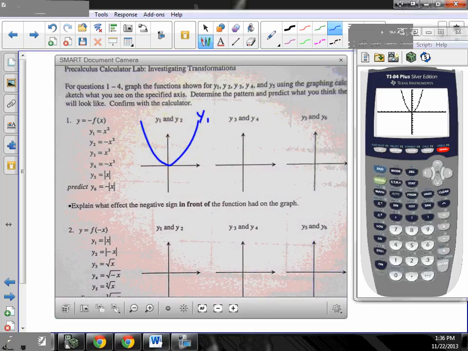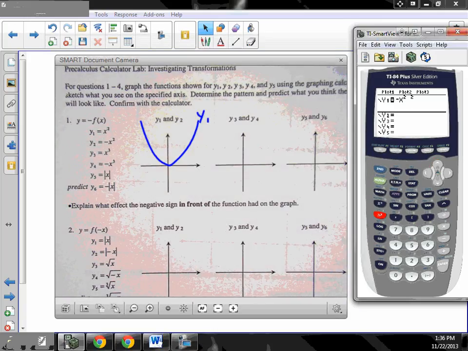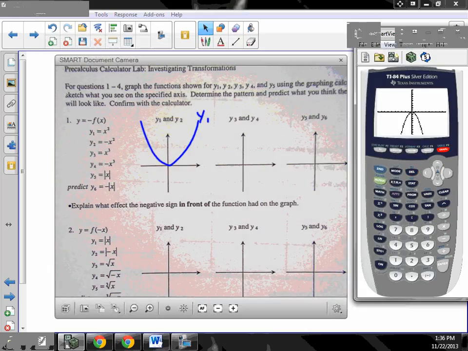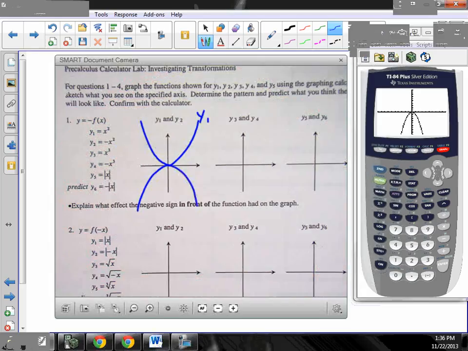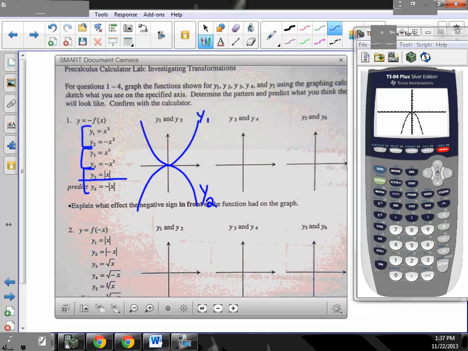Okay? Then I go back into y equals, and I graph y equals negative x squared. So, negative x to the second. And I graph it, and it looks like this. So that's y2. So these two go together, these two go together, and these two go together. But when you graph y5, hopefully by that time you've learned the pattern. So for y6, we don't actually have to graph it. You can just say, I know what the pattern is going to be, and then predict it.